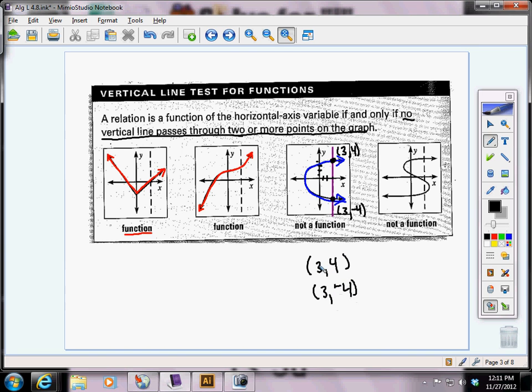Now if you look at these 2 points, 3, 4, and 3, negative 4, notice when I input 3, what do I get out? I get out both a 4 and a negative 4. That's why this is not a function. That's why it works for the vertical line test.